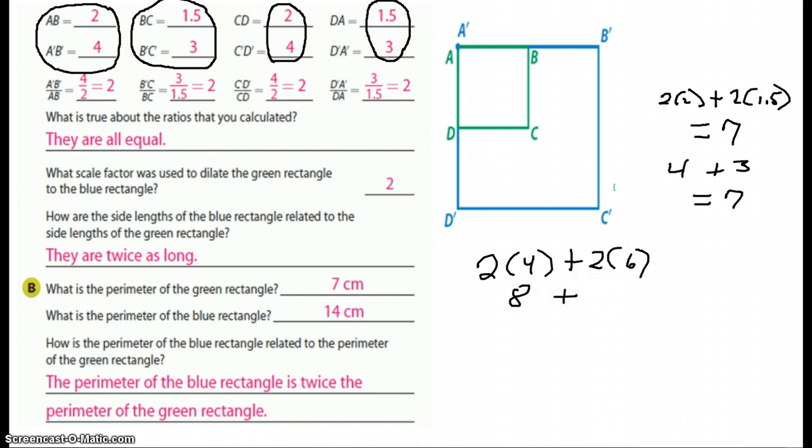went way too fast on that one. I've got a habit of putting my answer before I go any further. That's 2 times 3. And of course, 2 times 3 is 6. So 8 plus 6 is 14. Then, how is the perimeter of the blue rectangle related to the perimeter of the green? The perimeter of the blue rectangle is twice that of the green. And we know that from our scale factor right here too.